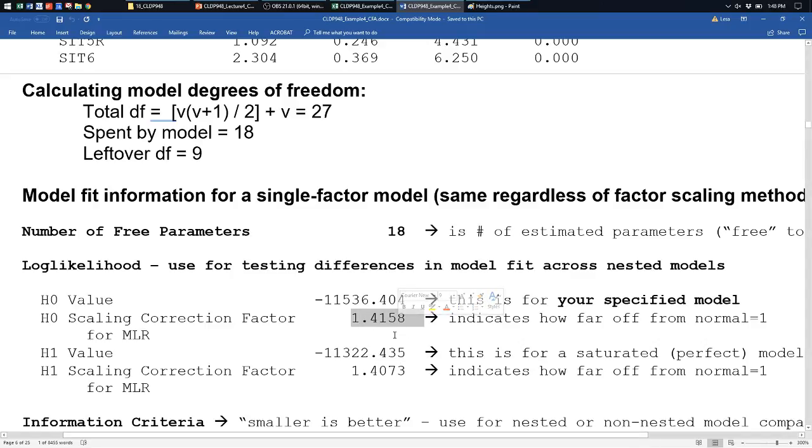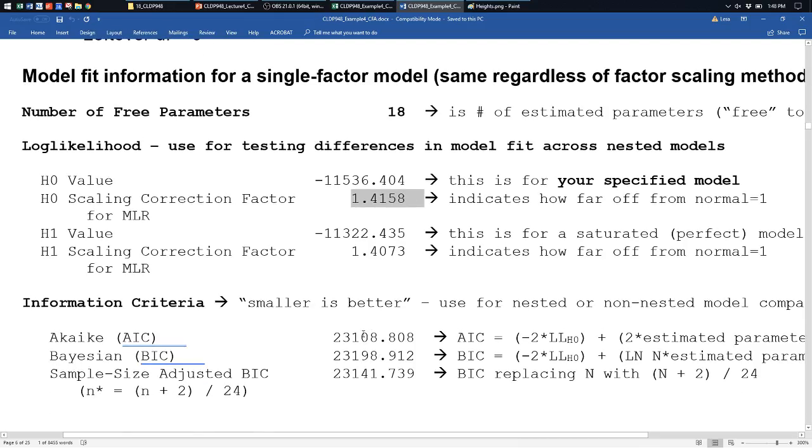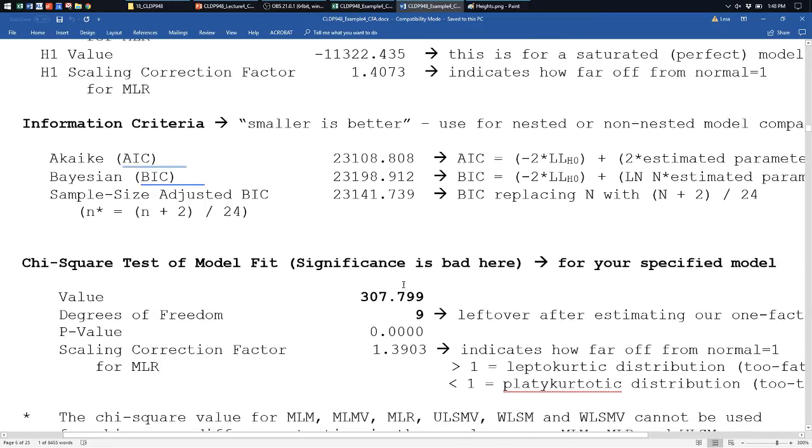Our scaling correction factor, that's MLR, robust maximum likelihood. That is roughly an index of how far off from multivariate normality our items are. It's actually keying in more on kurtosis than skewness. And it is used to correct our chi-square test as well as the standard errors of parameters for that deviation from normality. AIC and BIC are information criteria used to compare non-nested models, and smaller is better in these, just for fun.